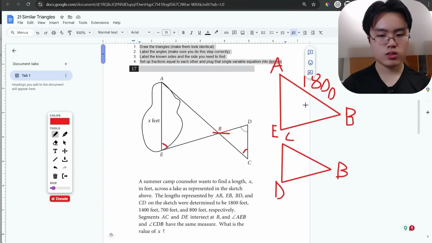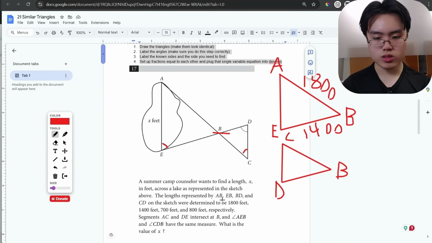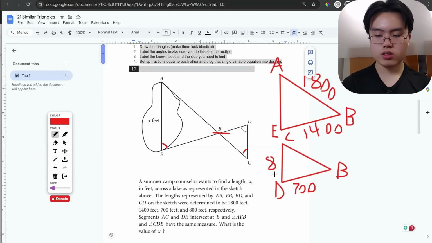1400 is EB. This was just me reading and understanding the question. 1400. This is telling us which sides are which measures. So 700 is BD, 700. And then lastly, CD is 800.